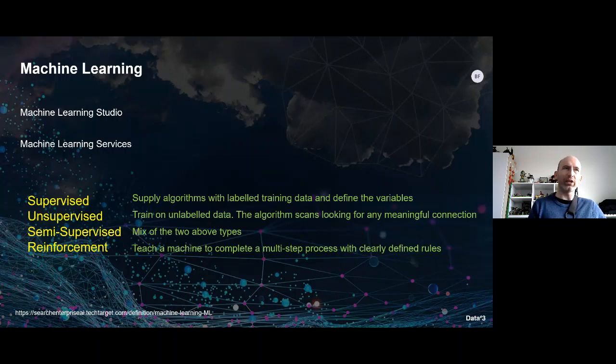Within the machine learning concept itself, we have 4 different ways of doing machine learning. We have supervised, which is where you supply algorithms with labeled training data and define the variables. Unsupervised, where you train on unlabeled data. The algorithm then scans looking for any meaningful connection. We have semi-supervised, which is a mix of supervised and unsupervised. And we have reinforcement. So with reinforcement, we want to teach a machine to complete a multi-step process with clearly defined rules. So we're very much designing that model from the ground up.